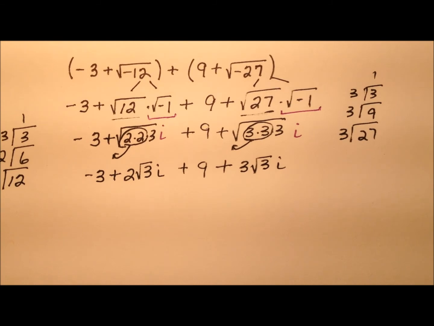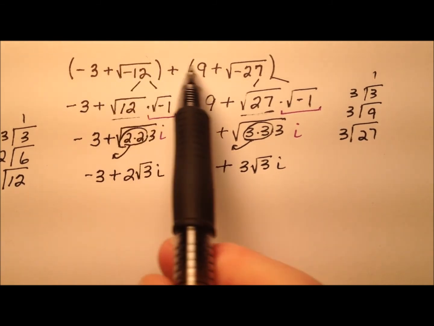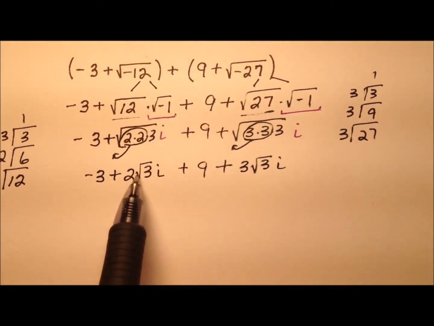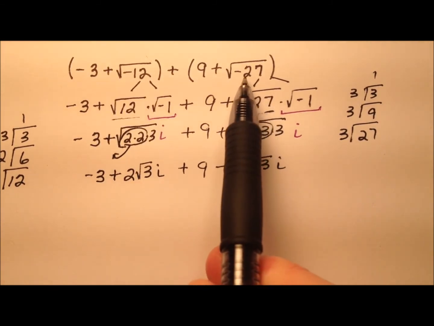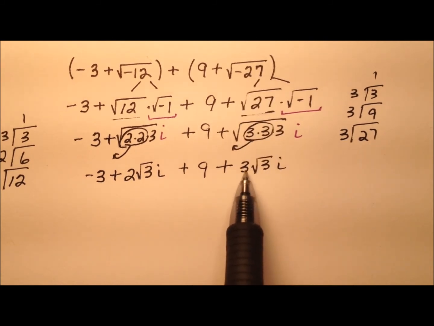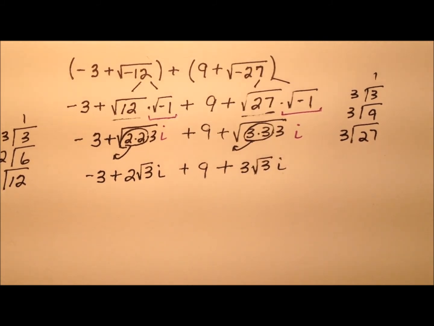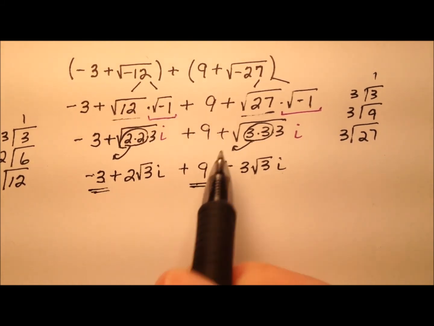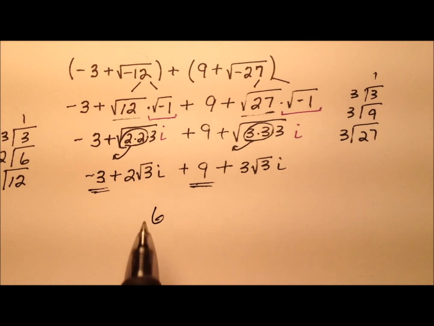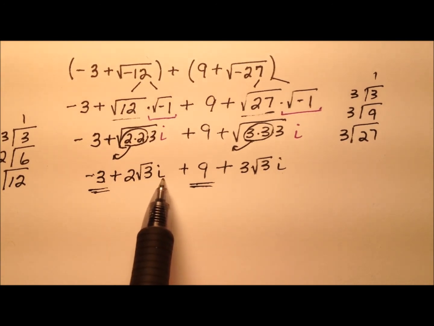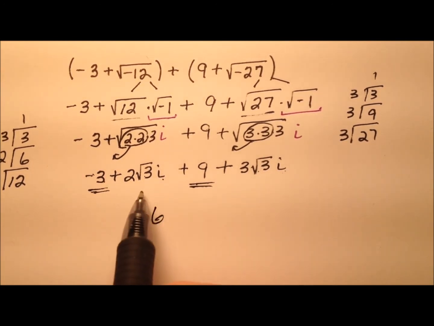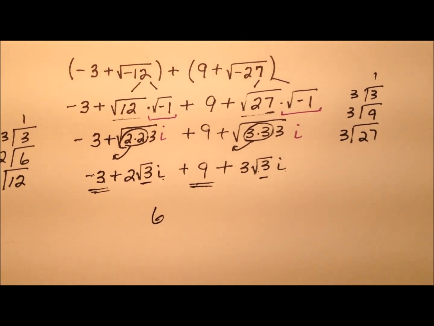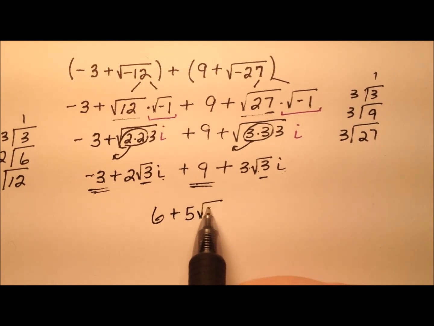Okay, so the first thing we did was we tackled the square roots of these negatives, and we rewrote the square root of negative 12 as 2 radical 3i, and the square root of negative 27 as 3 radical 3i. So now we can go ahead and add the real parts together. So negative 3 plus 9 is 6. And then 2 radical 3i plus 3 radical 3i. They are common radical terms here. So 2 plus 3 is 5 radical 3i.